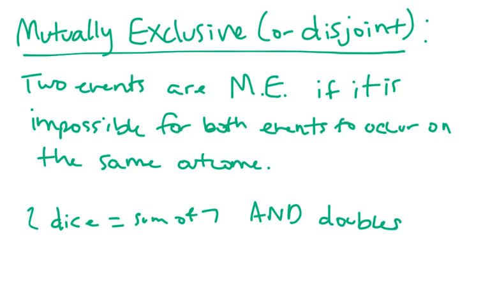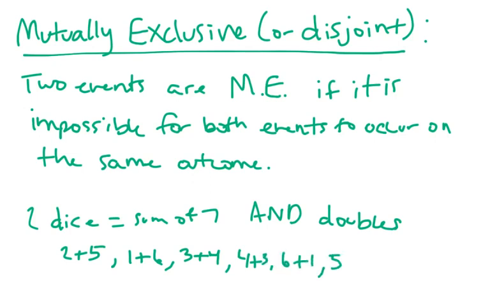Now, when you're rolling a dice, in this case, why would this or would this not be a mutually exclusive event? Well, getting a sum of 7 requires 2 plus 5 or 1 plus 6 or 3 plus 4, or going backwards, 4 plus 3, 6 plus 1, 5 plus 2. Are any of these outcomes, or any of these combinations, doubles?